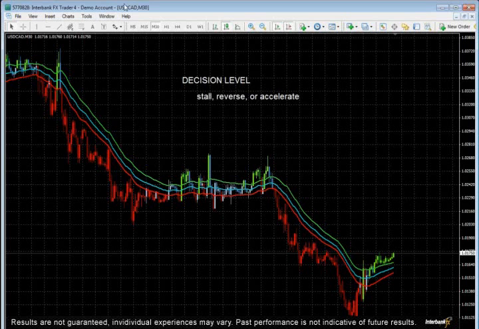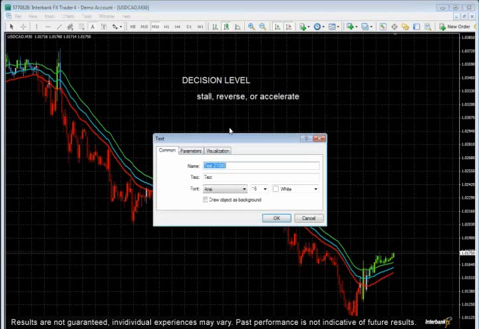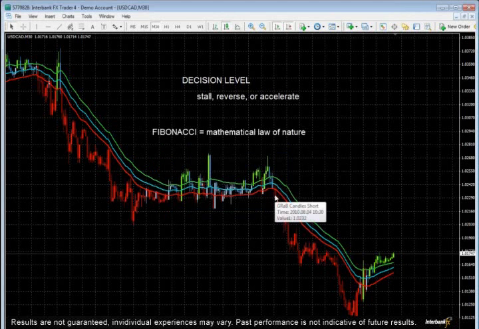Fibonacci is not a trading tool per se. Okay? Fibonacci is actually, if you ask me, of course, these are all just my opinions, a mathematical law of nature. That's what Fibonacci is. It's a mathematical law of nature. Fibonacci application can be found within chemistry, architecture, you name it, biology.